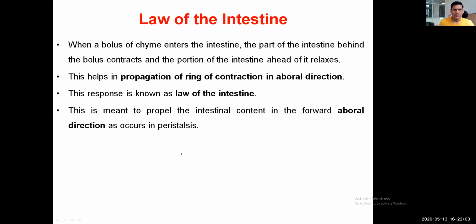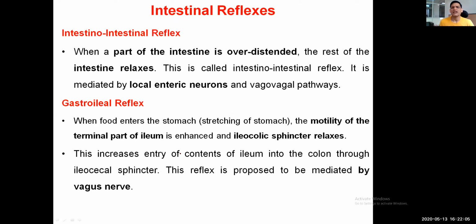There are some intestinal reflexes. Intestino-intestinal reflex: when a part of the intestine is overdistended, the rest of the intestine will relax. If one part is more distended, the next part will relax. This is the reflex, and it is mediated by the local enteric neurons of the enteric nervous system or vagal pathways, the autonomic nervous system. The other reflex is the gastroileal reflex.